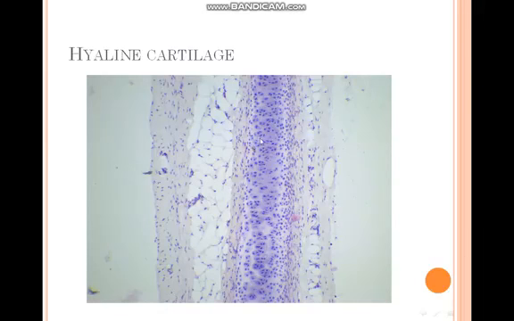You can see the basophilic color of the cartilage. This is the matrix, and this is the site of the surrounding perichondrium. The perichondrium surrounds the matrix from all sides, from this side and this side, and within we have the cartilage matrix with the cells.